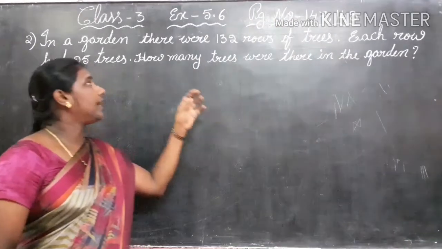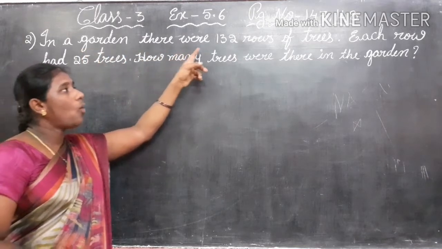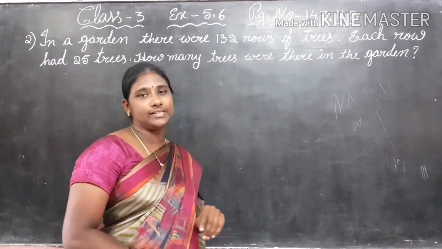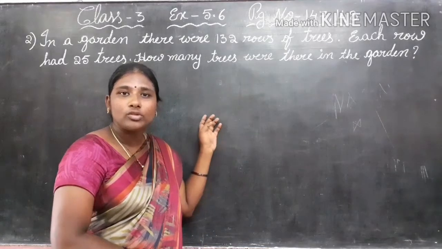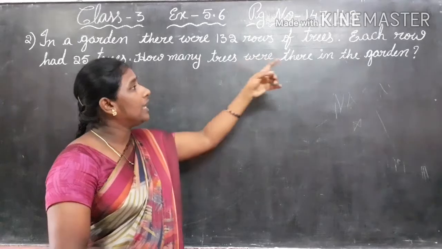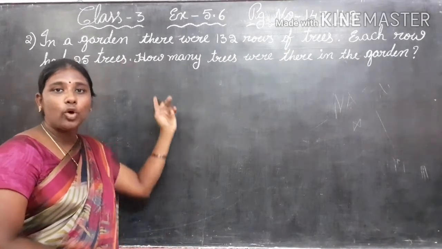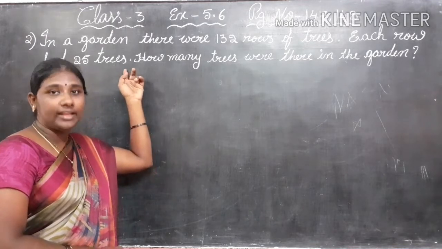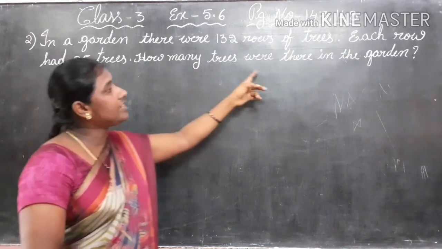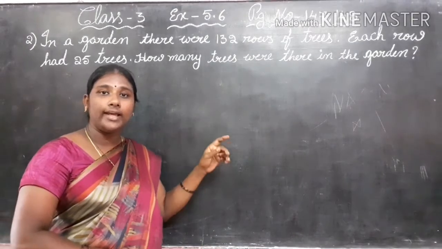In the second question, in a garden there were 132 rows of trees. Total how many rows of trees are there? 132 rows of trees. Each row had 25 trees. One row having 25 trees. So how many trees were there in the garden?